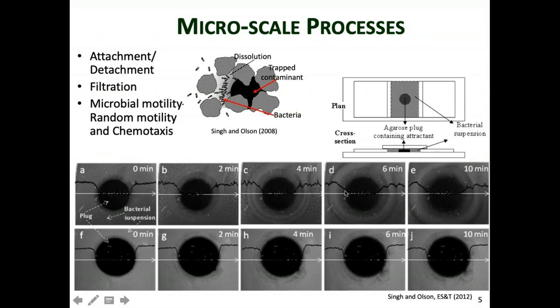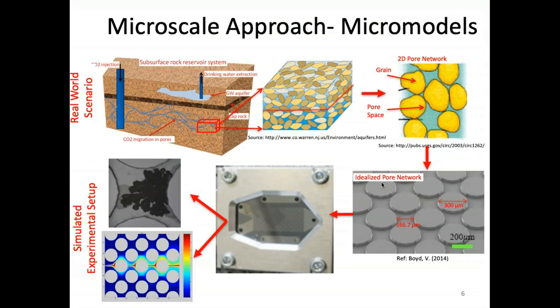But the limitation here is there is no porous media and there is no flow. This is just a stagnant experimental setup that we did. So our approach is to incorporate porous media and laminar flow. We traditionally call them micromodels. What a micromodel basically is: we have this aquifer, and in three dimensions we essentially have grains, which can be soil or other types, and porous spaces in between, which would look like this in two dimensions.